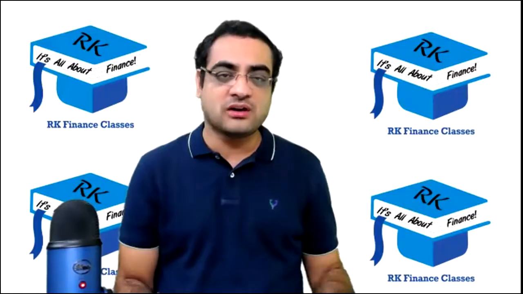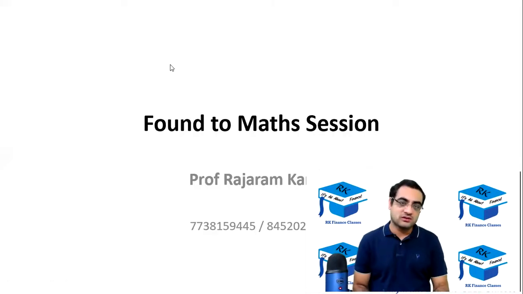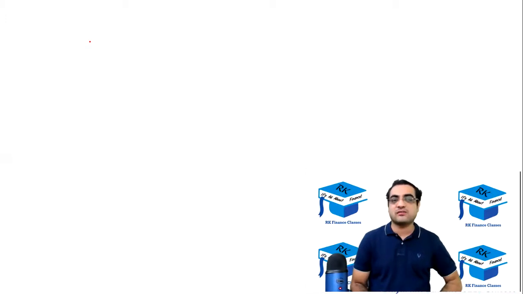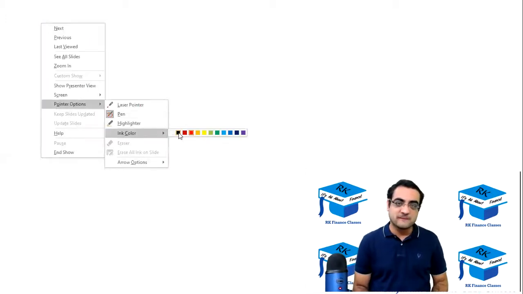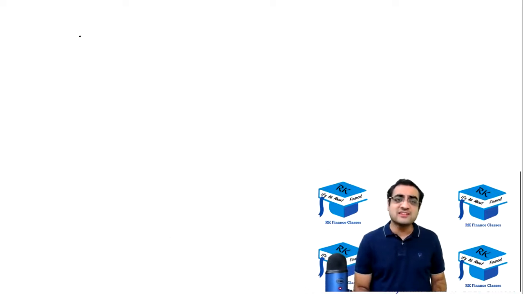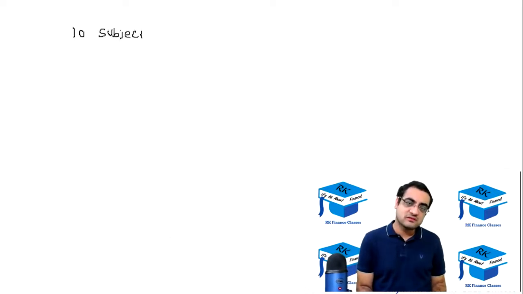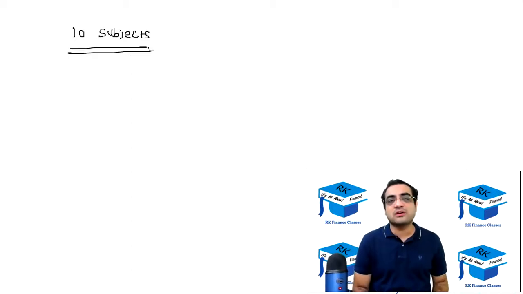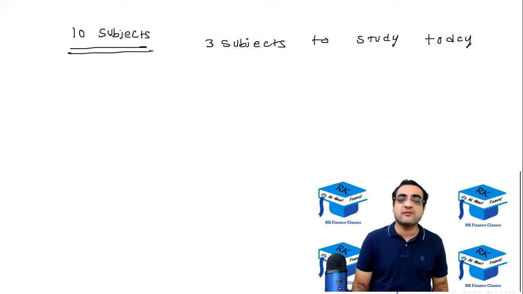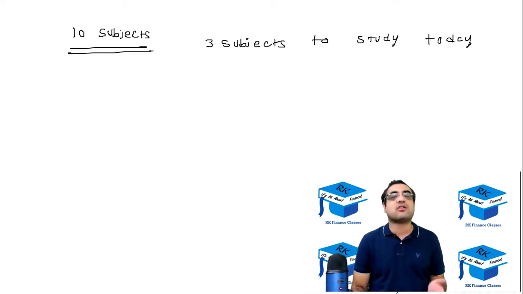Okay, I'm just changing the ink. So there are 10 subjects in the CFA, out of which I would want to choose 3 subjects to study today. One subject I'll study in the morning, one subject in the afternoon, and one subject in the evening. So order will matter over here, because morning mein kaun sa, afternoon mein kaun sa, evening mein kaun sa.